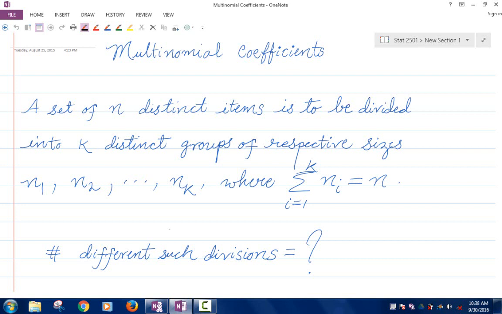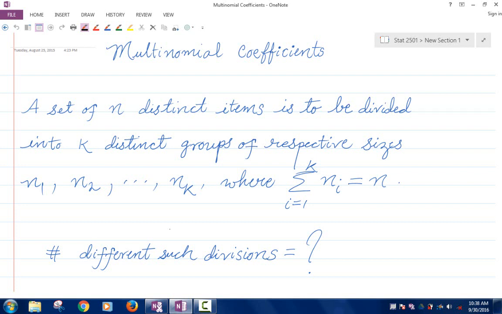So let's say I have 30 students in this class, and I want to divide them into, let's say, 6 subgroups where each subgroup has size 5. So I want to divide the class into groups of 5. Am I making sense? How many ways can I do that?